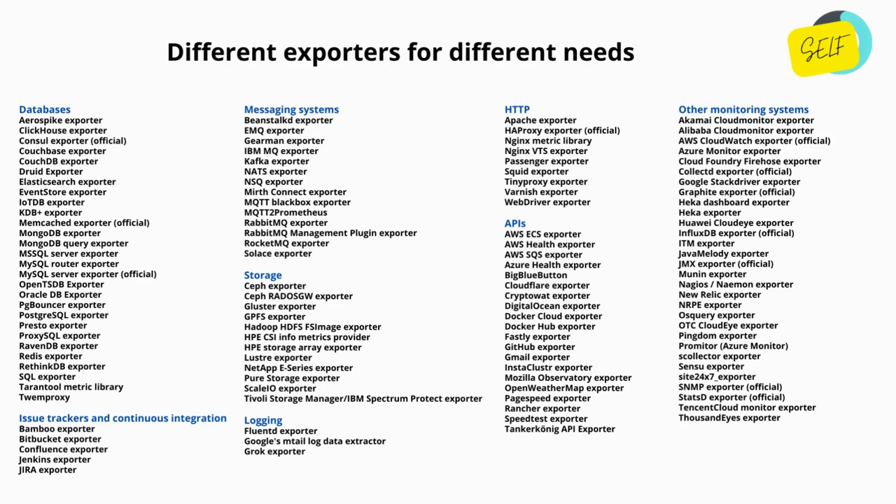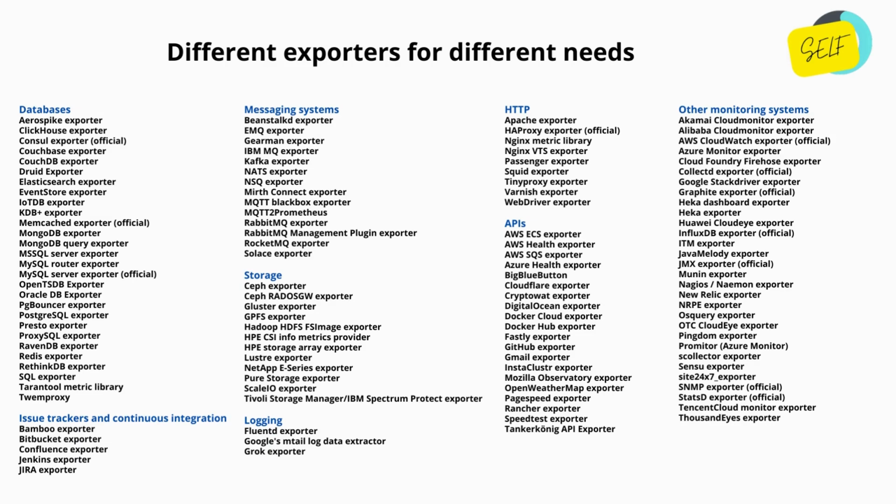Now the next is HTTP. Like if you have Nginx, Apache, HAProxy, or Squid, or TinyProxy, Varnish, WebDriver. So these kind of exporters are available in HTTP. You can use them directly along with your process.